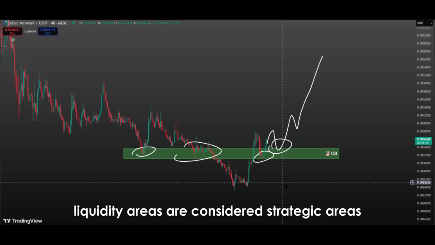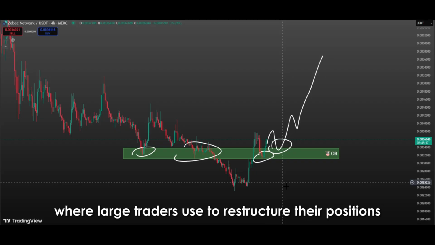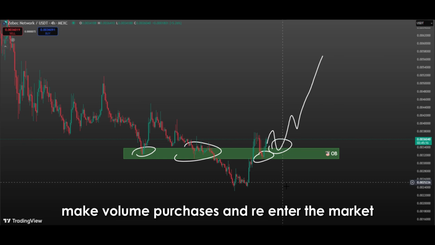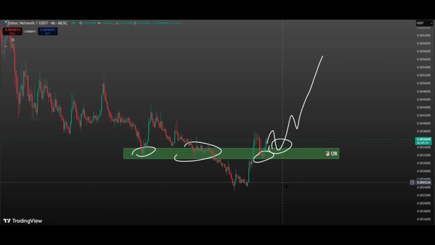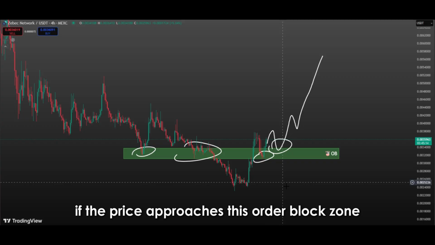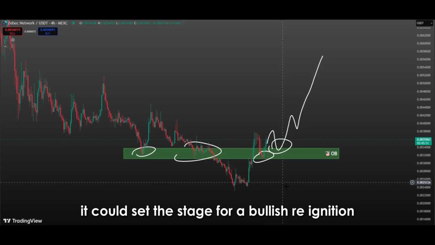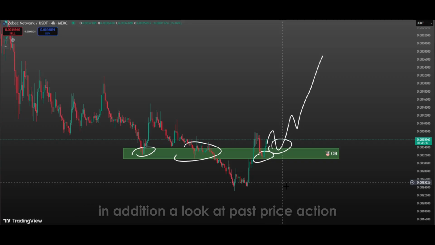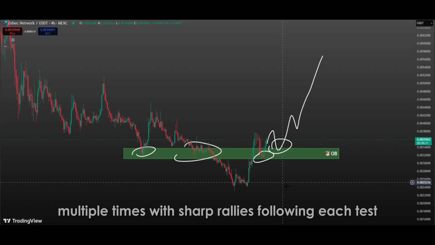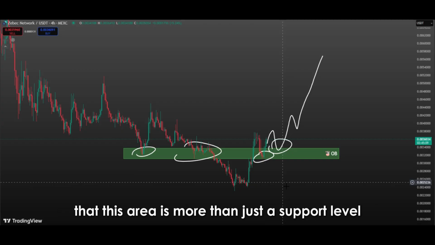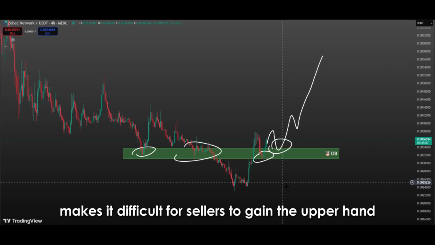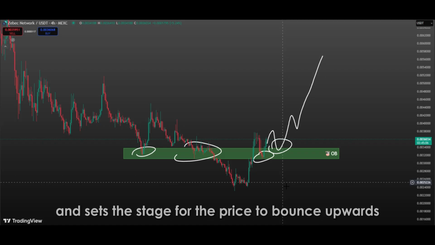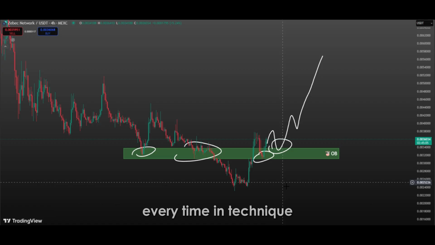Liquidity areas are considered strategic areas where large traders use to restructure their positions, make volume purchases, and re-enter the market. In this context, if the price approaches this order block zone, it could set the stage for a bullish reignition. In addition, a look at past price action shows that this level has been tested multiple times, with sharp rallies following each test. This proves that this area is more than just a support level. Buyer pressure here makes it difficult for sellers to gain the upper hand and sets the stage for the price to bounce upwards every time.